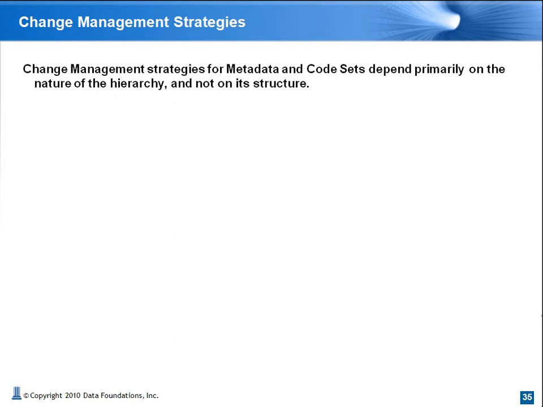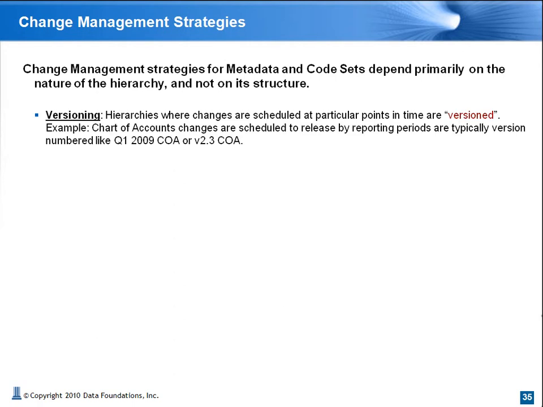We support 4 major change management strategies. Firstly, versioning. Hierarchies where changes are scheduled at particular points in time are versioned. For example, chart of accounts changes are scheduled to release by reporting periods and typically version numbered like Q1 2009 COA, as in chart of accounts, or 2.3 COA.